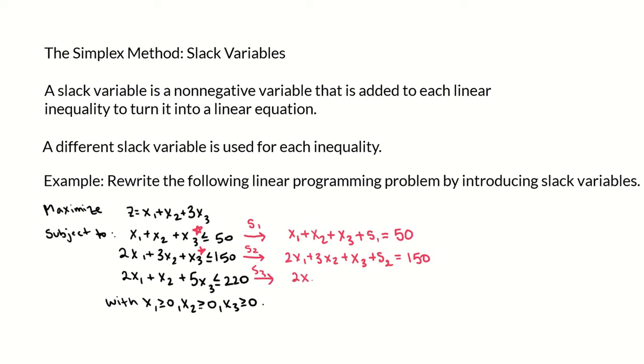That one is 2x1 plus x2 plus 5x3. And then we add our third slack variable to this equation. So plus s3 is equal to 220. So really we change all of the inequality symbols to equal signs, and we add a slack variable that's different to each of the left sides of the equations.